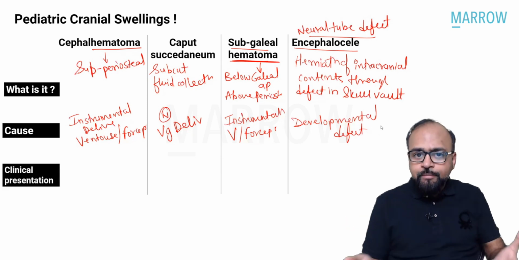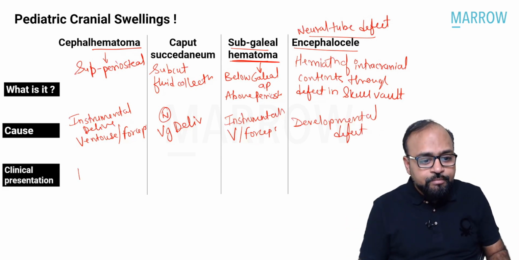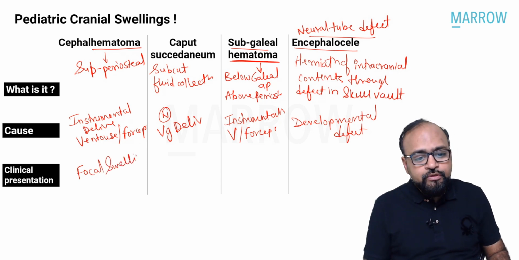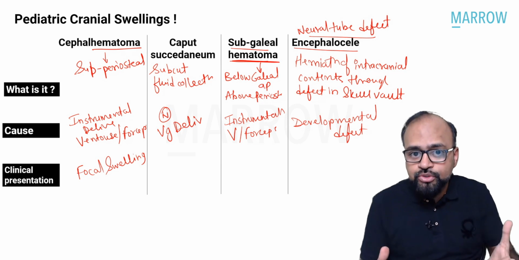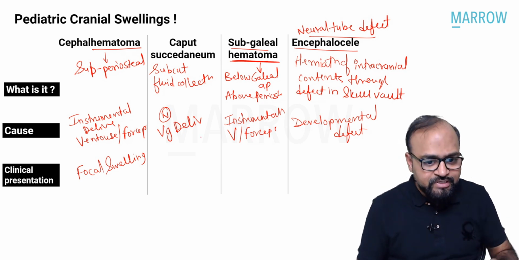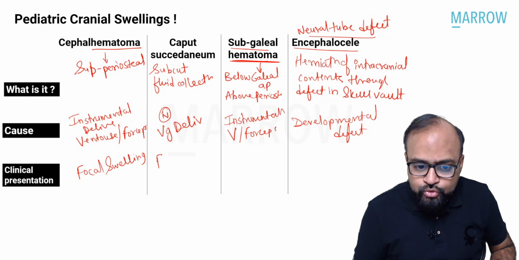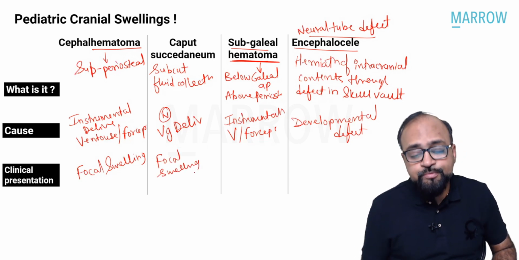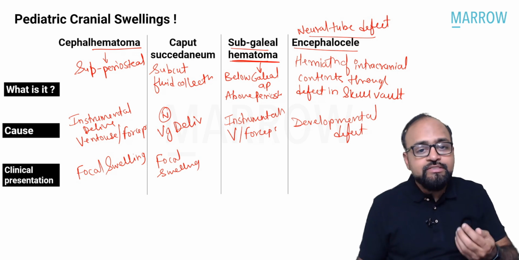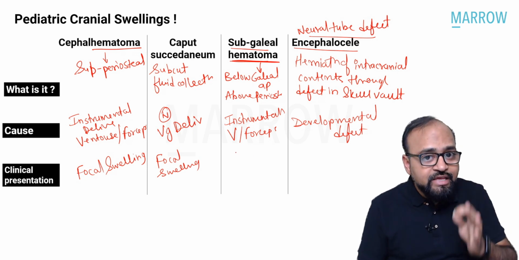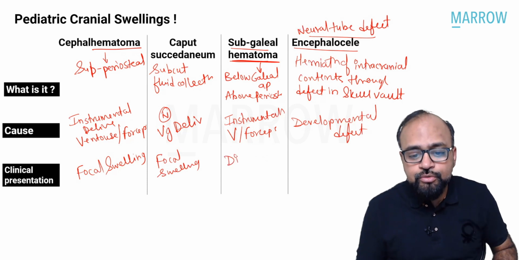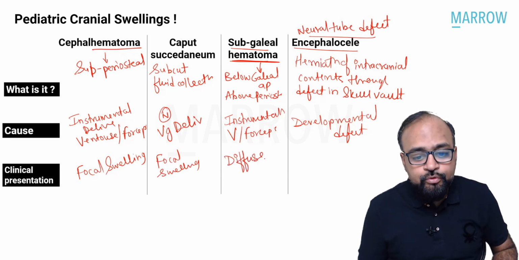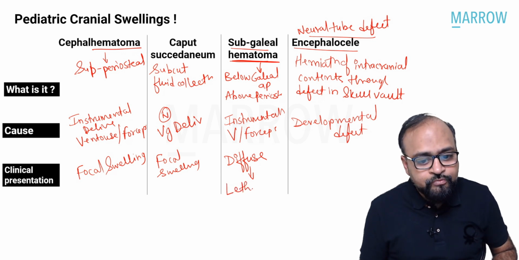Now, what is the clinical presentation? Cephalhematoma presents as a focal swelling, limited by suture lines because it is below the periosteum. Caput succedaneum can also be a focal swelling, which may disappear very quickly. Subgaleal hematoma, remember, is never focal. It tends to be more diffuse, and it is a little bit more dangerous or lethal.